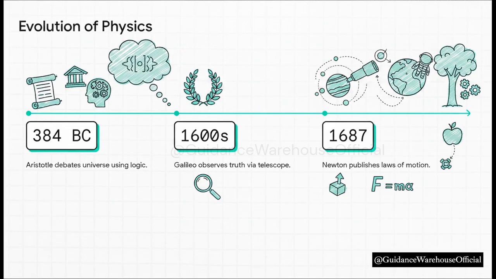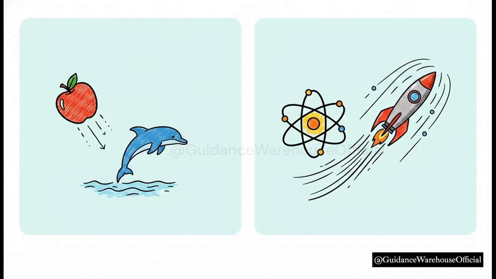Then, building directly on Galileo's foundation, Isaac Newton publishes his legendary Principia Mathematica in 1687. This laid down the universal laws of dynamics that function the exact same way here on Earth as they do way out in space.